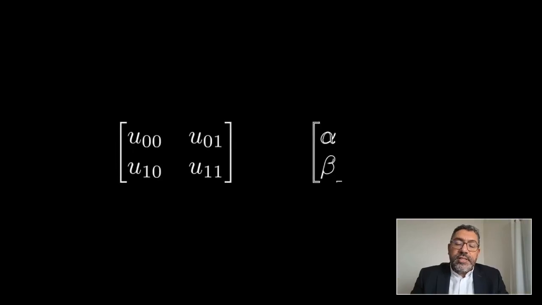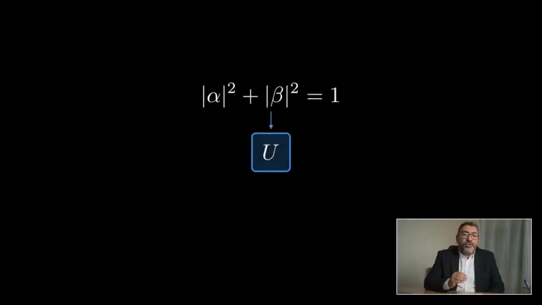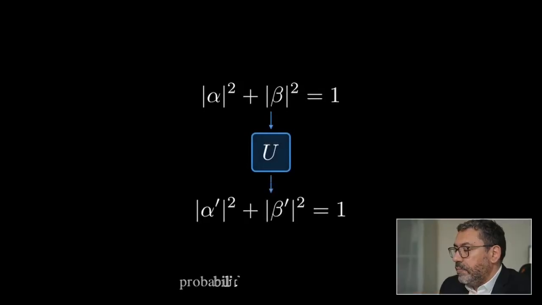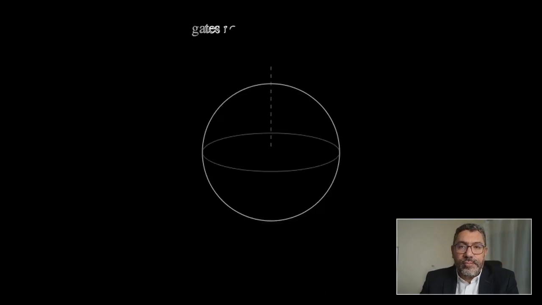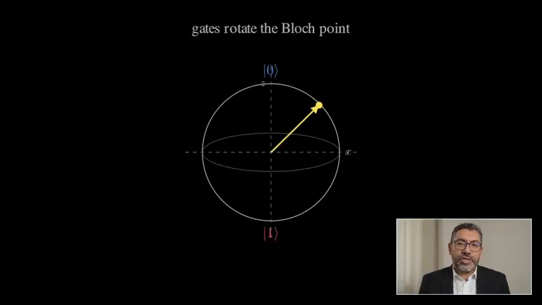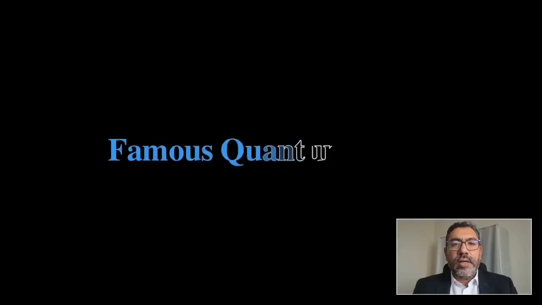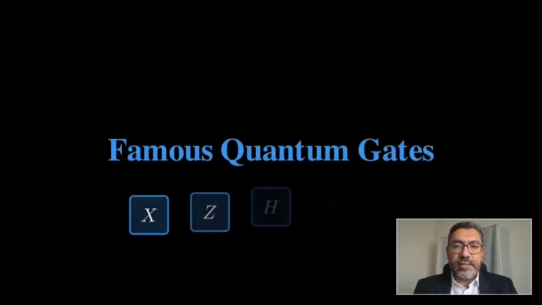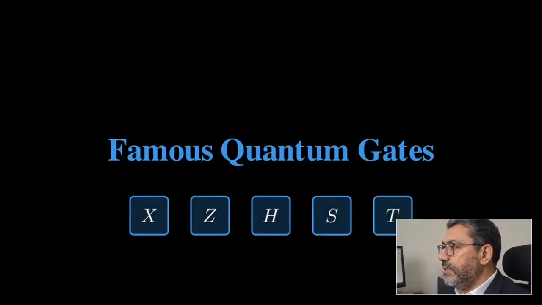For one qubit, the state vector has two entries. So a one-qubit gate is usually a 2x2 matrix. Quantum gates must preserve total probability. After the gate, the probabilities must still add to 1. This is why quantum gates are reversible transformations. They rotate or reflect the state without destroying its total length. Now let's look at some famous gates: X, Z, H, S, and T.